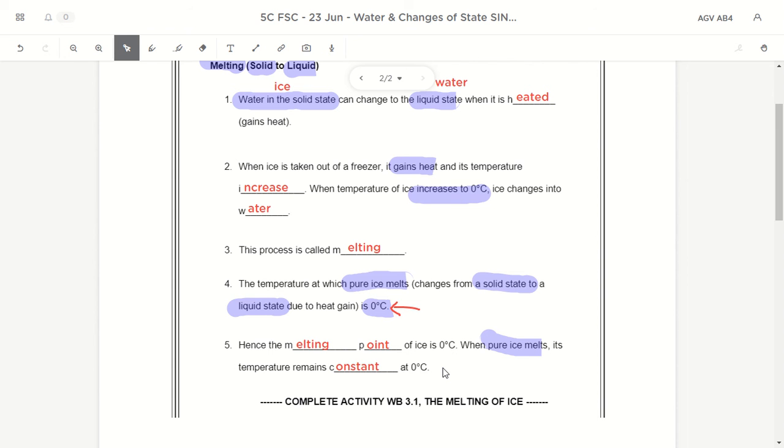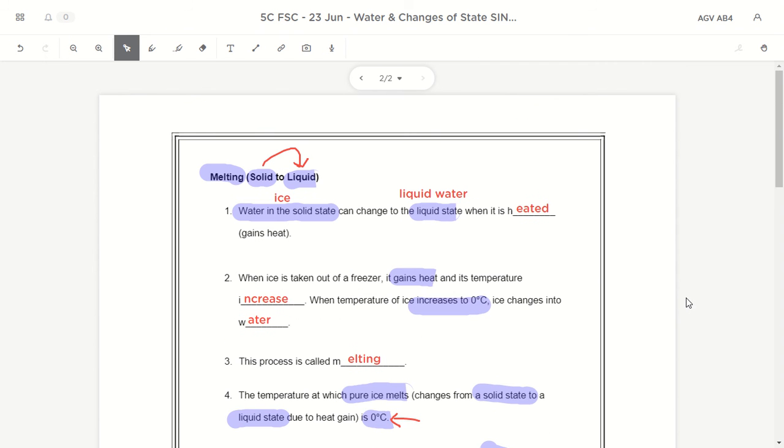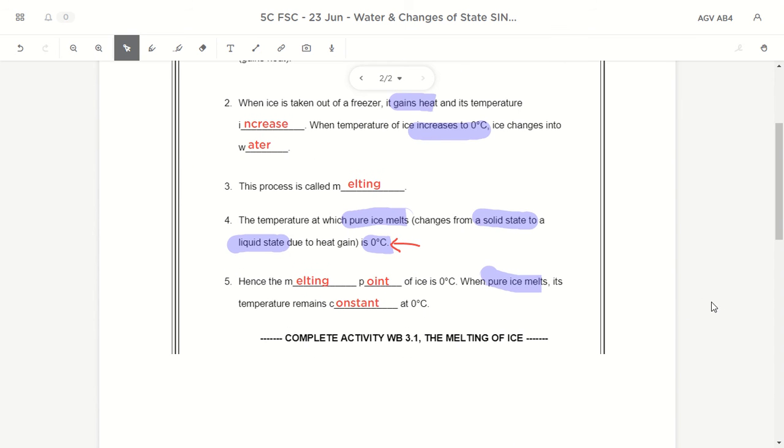All right, so a few things you learn over here. You learn that melting is a process where heat is gained from the surrounding or from somewhere else. So during melting, the solid ice gains heat from the surrounding, and then the temperature increases, and once it reaches 0 degrees Celsius or beyond, it will start to melt, changing from solid to liquid state.